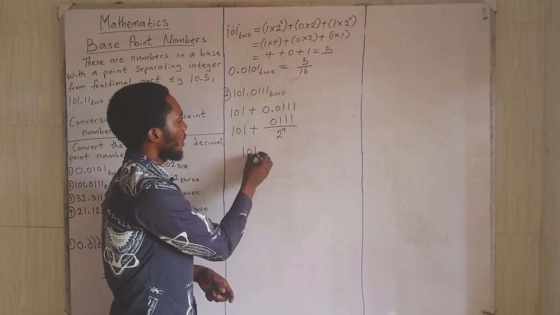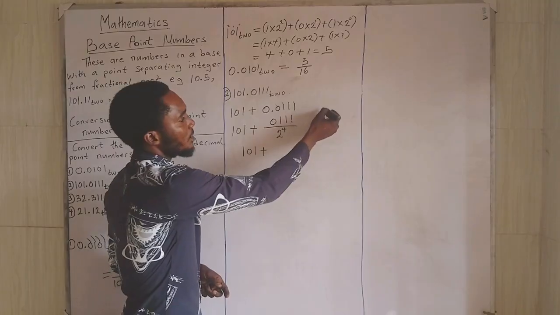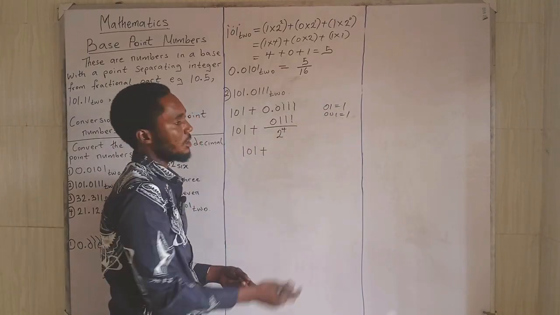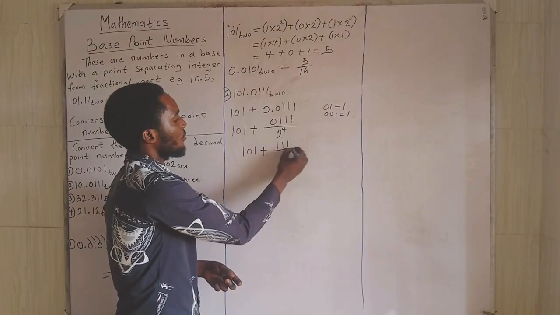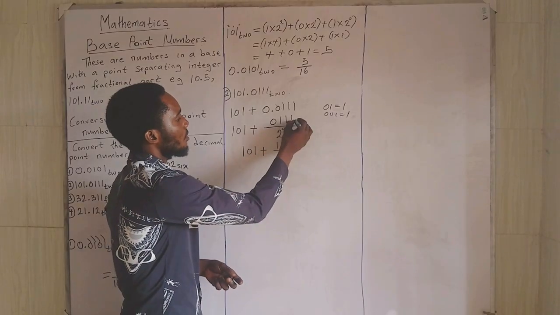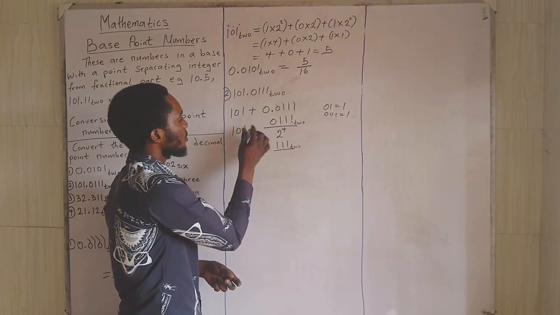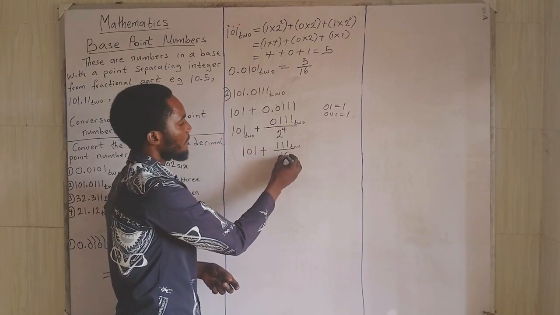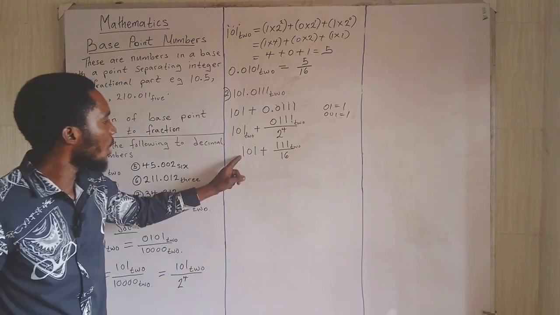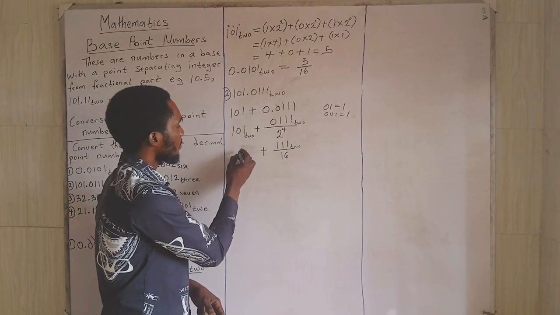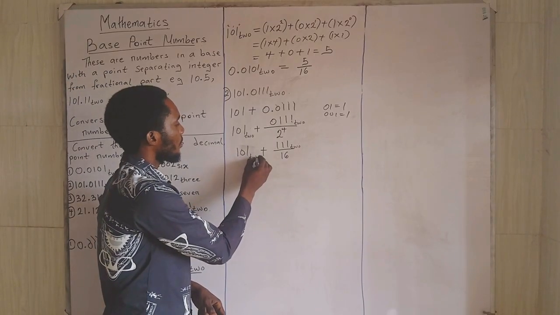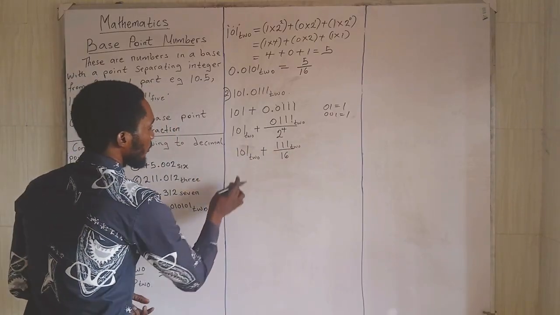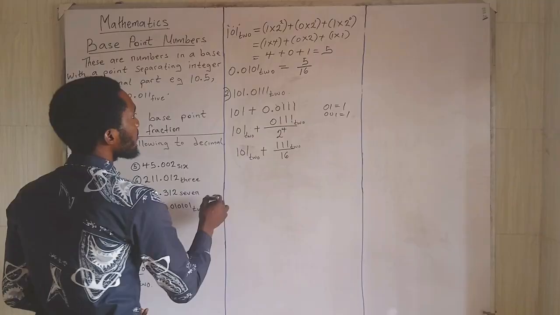We have 101 plus, as we said earlier, 01 is the same thing as 1, 001 is the same thing as 1. That means we have 111 base 2 over 16. We are going to convert 101 base 2 to base 10, and also 111 base 2 to base 10. Let's first of all convert 101 base 2 to base 10.